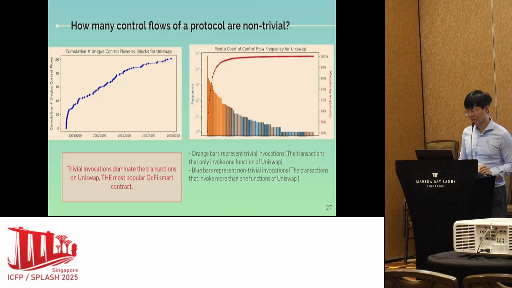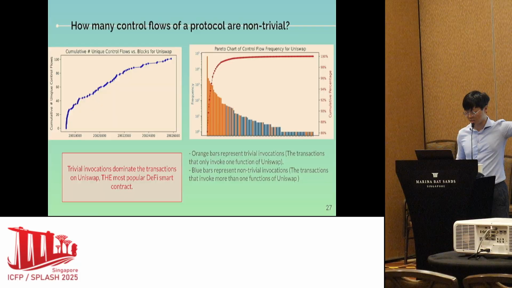In most DeFi protocols, the vast majority of transactions have trivial control flows. In other words, the transaction invokes only one function. The user only invokes one function. Take Uniswap, one of the most widely used DeFi protocols, as an example.